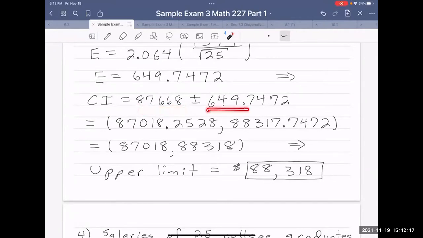And so my confidence interval is 87,668 plus or minus 649.7472. If you subtract, you get 87,018.2528, and if you add, you get 88,317.7472. So rounding to the nearest dollar, the confidence interval is from 87,018 to 88,318. And so my upper limit for my confidence interval is 88,318.